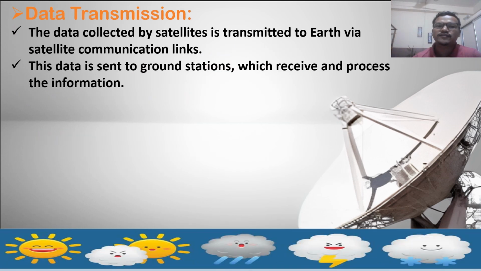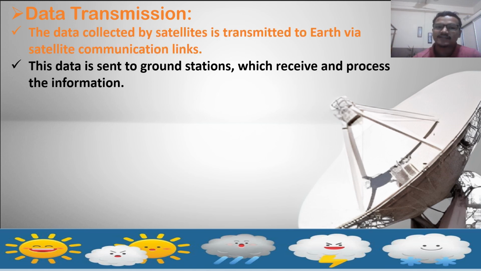The data transmission. After data collection, we have the satellite observation. Then we move to the data transmission. The data collected by satellite is then transmitted to Earth via satellite communication links, and this data is sent to the ground station, which receives and processes the information.